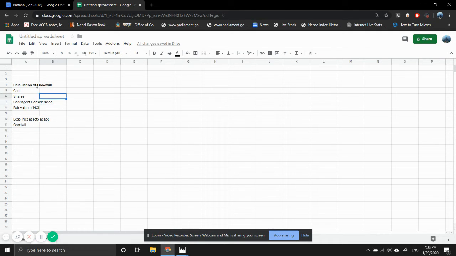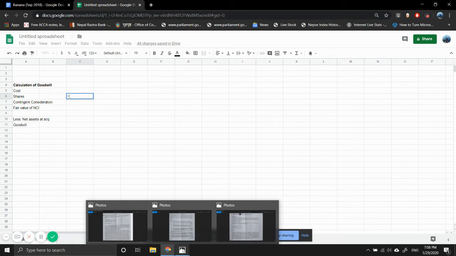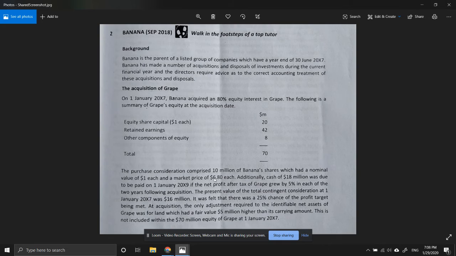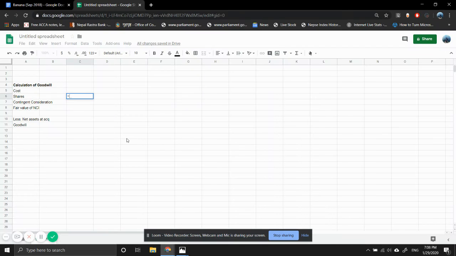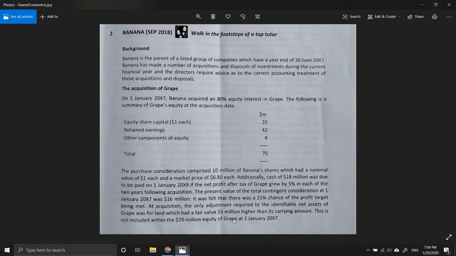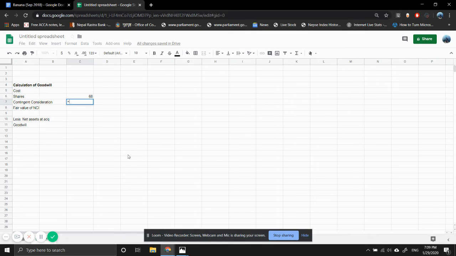So what's our cost? And shares, how many shares did we issue? 10 million at a price of 6.8, right? So 10 into 6.8, so 68. And then consideration is 16, and the present value is 16. And then okay, so it was 18 million after 2 years. Its present value is 16 million, and then 25% chance. That means 16 into 25%.